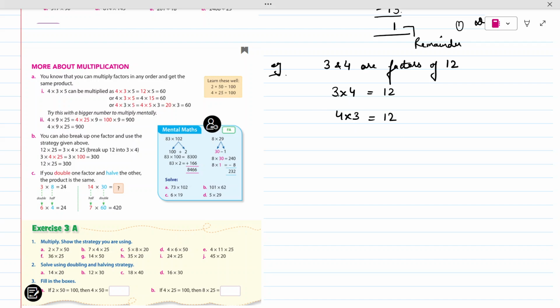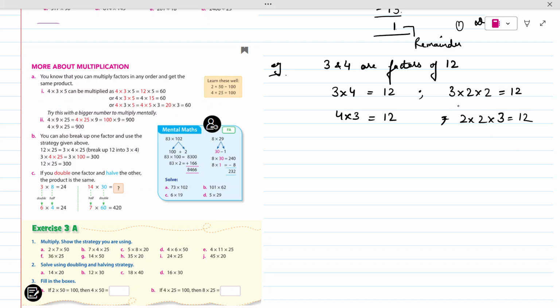The same thing has been said here, that you can multiply factors in any order and get the same product. Also, I could have written this as 3 into 2 into 2, then also I will get 12. And same here, I could have written this as 2 into 2 into 3, then also it is 12. So we can write these factors in any order and we will get the same product.